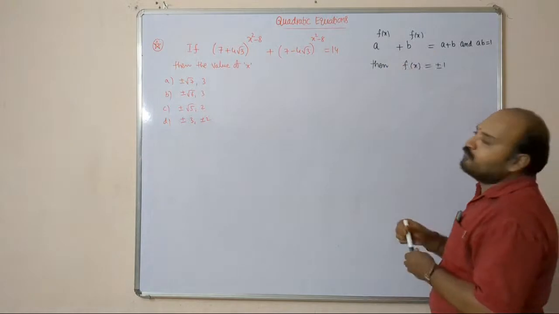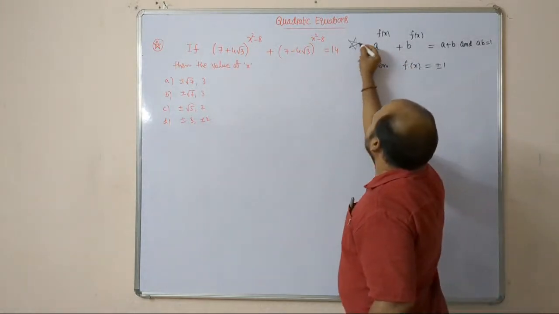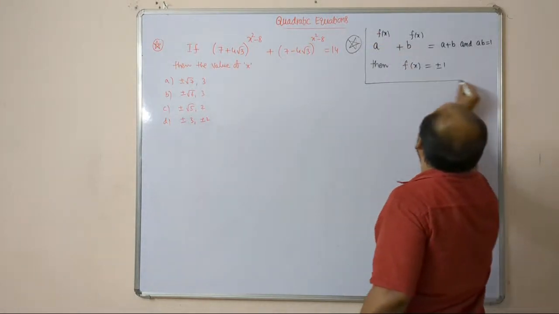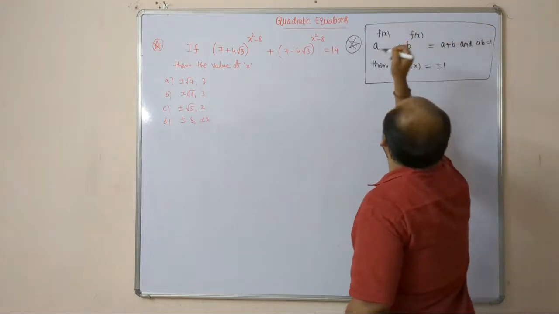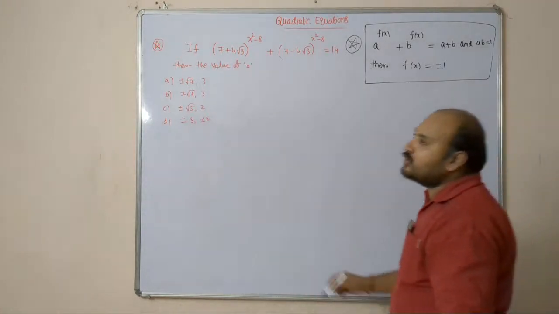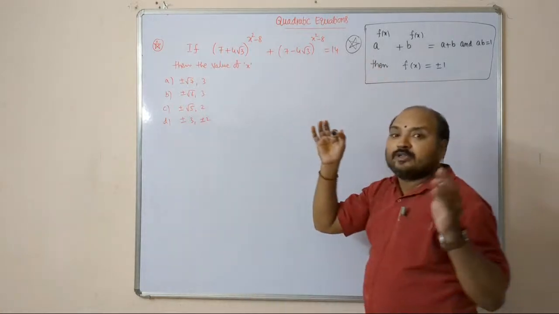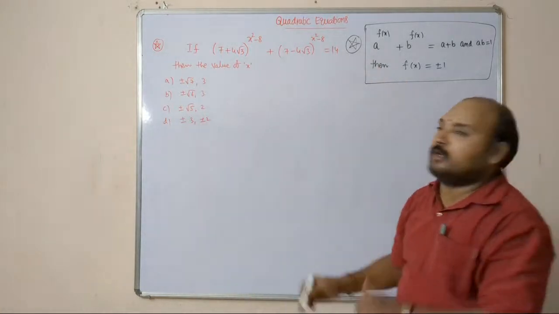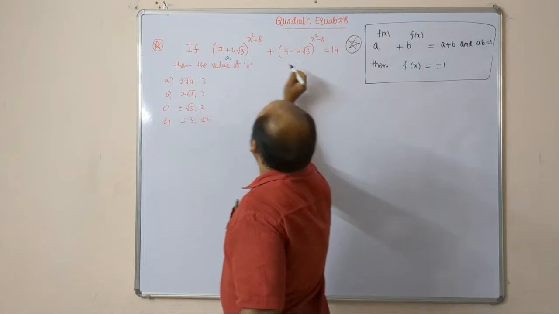So whenever the given equation is in this form, a power f of x plus b power f of x is equal to a plus b and ab equal to 1, then f of x equal to plus or minus 1. First I will check whether this condition is going to be satisfied for this problem or not. So this is a, this is b.